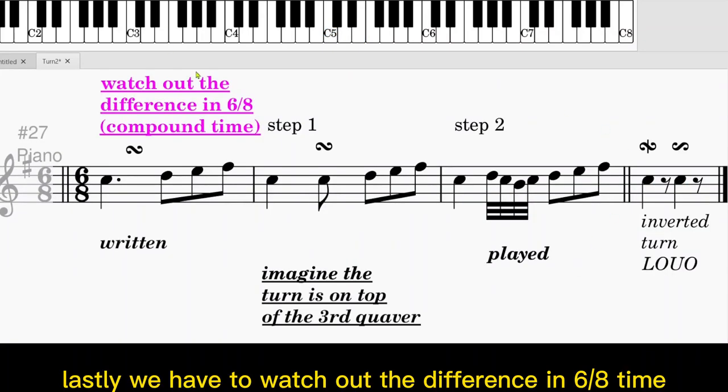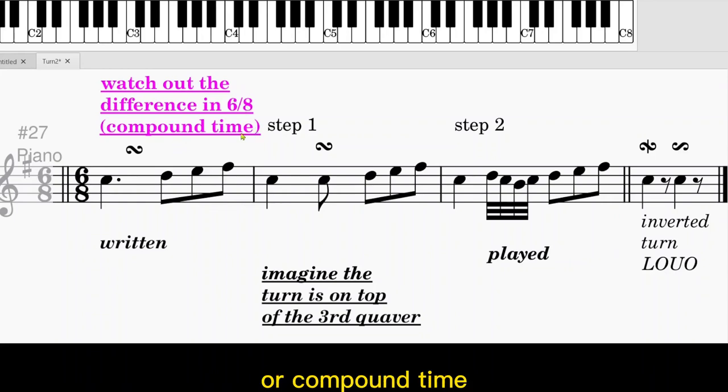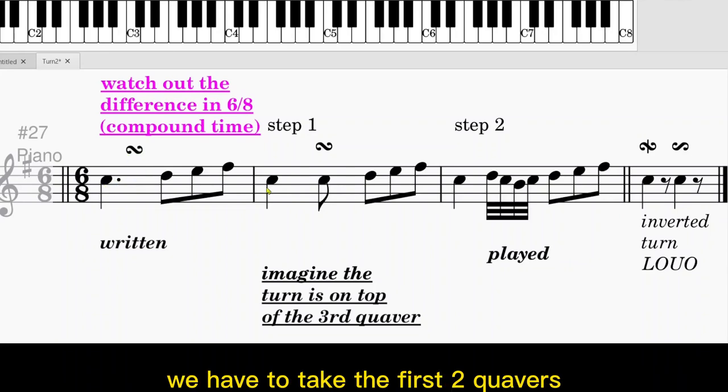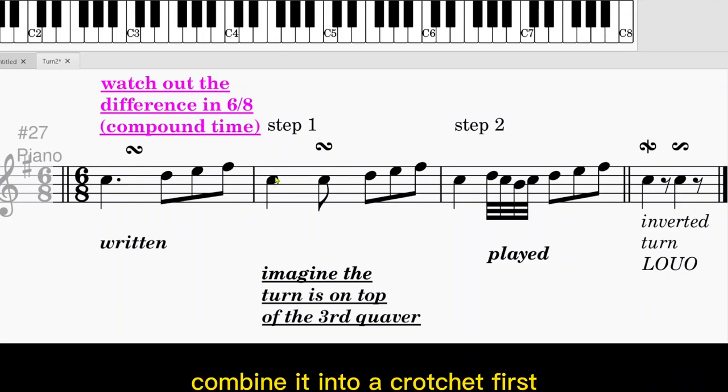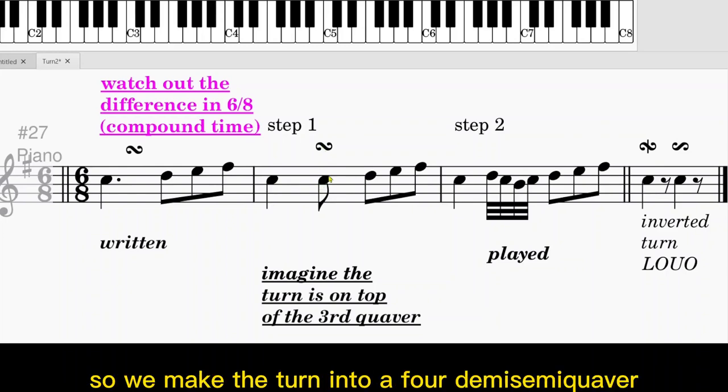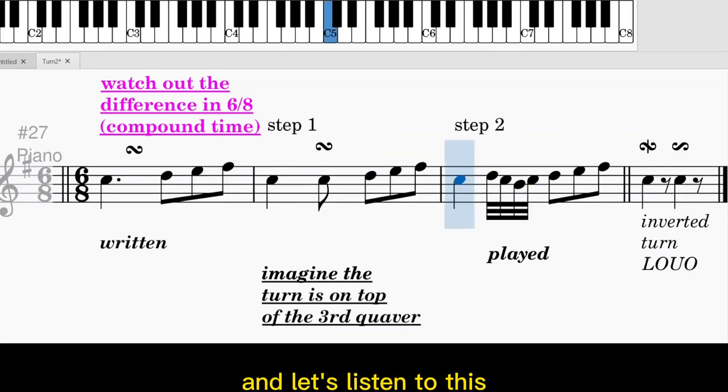Lastly, we have to watch out the difference in 6/8 time or compound time. If this is a dotted note, then the turn is put after the dotted note. We have to take the first 2 quavers, combine it into a crotchet first. And then the last quaver, assume that or imagine that the turn is on top. So we make the turn into 4 demi-semiquaver. And let's listen to this.